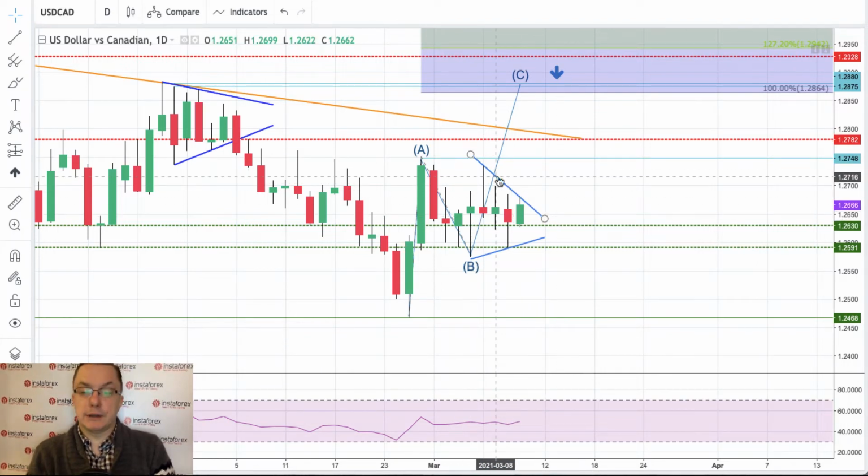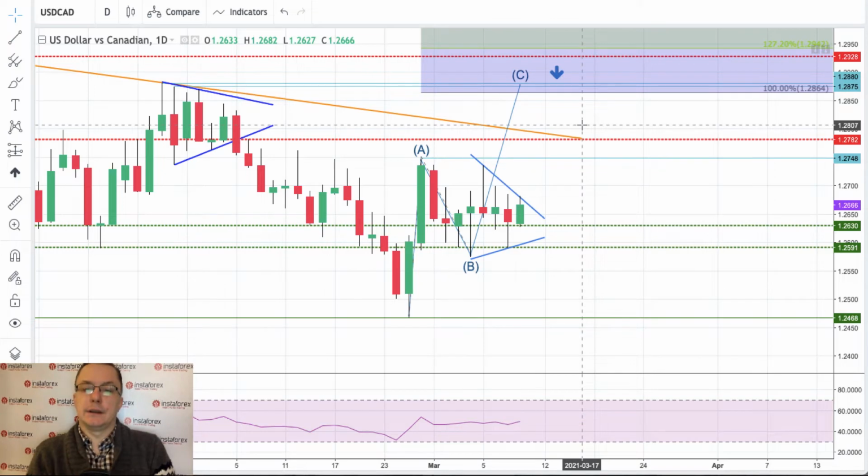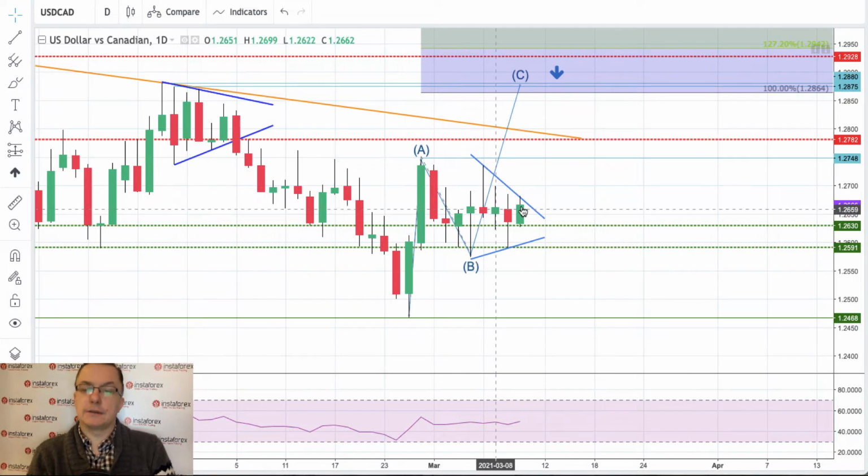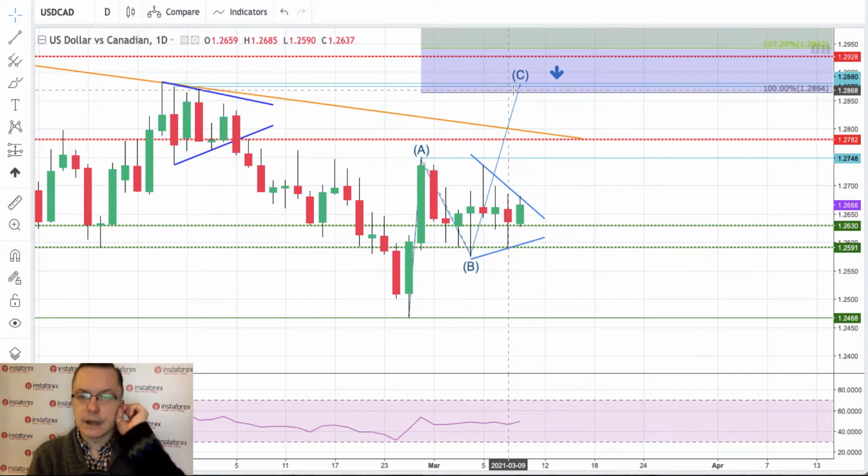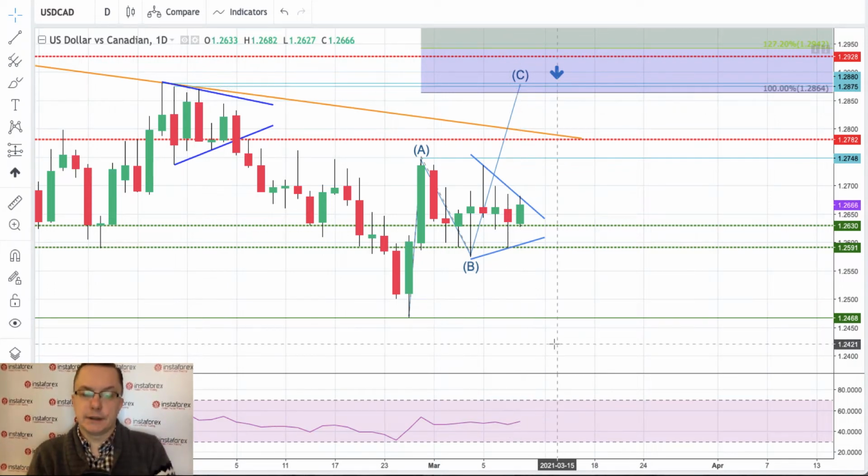So what do we know about the triangles? It usually breaks in the direction of the previous trend. The previous local trend, 2 days long, was up, then a consolidation triangle, and continuation to the upside. Target 1.2864, and that's the target for the wave C, of course. The other target is 1.2880. So this is a very, very narrow zone for the wave C, and then we will of course analyze the situation again once the level is clearly hit.